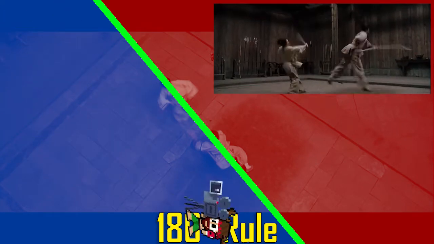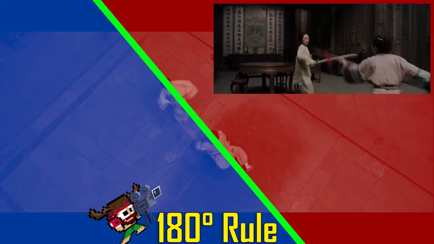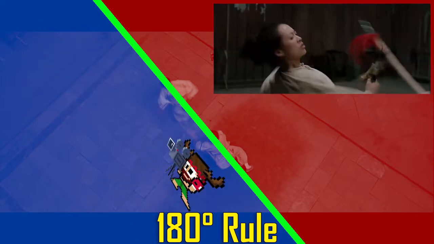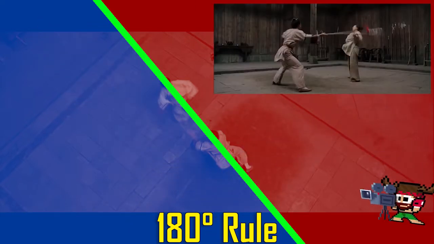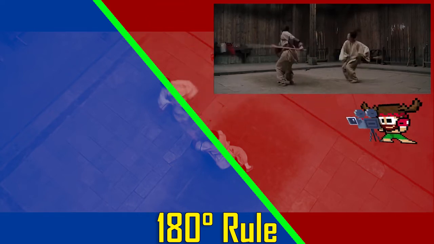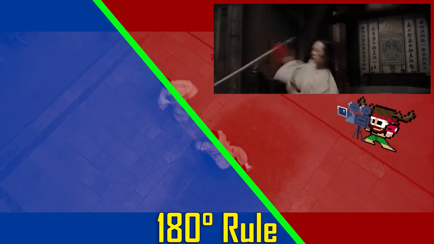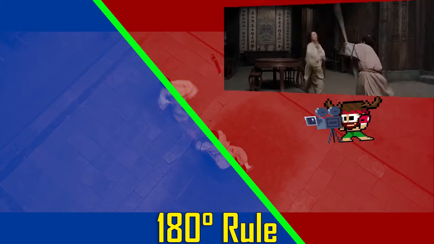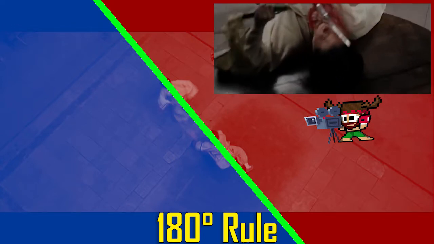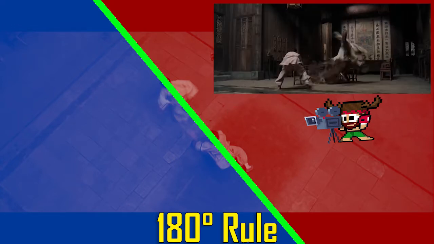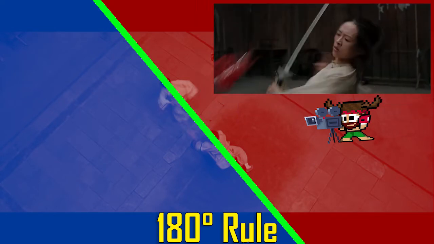We can put the camera anywhere we want over here, and it'll be easy for our brains to figure out what's going on. But if we break the 180-degree rule and put the camera somewhere over here, now the characters flip sides. Now Michelle Yeoh is on the left side of the screen. It takes our brain a little moment to figure out that they've switched sides, and it's not a big deal. But it is a big deal when you do it rapidly like this.